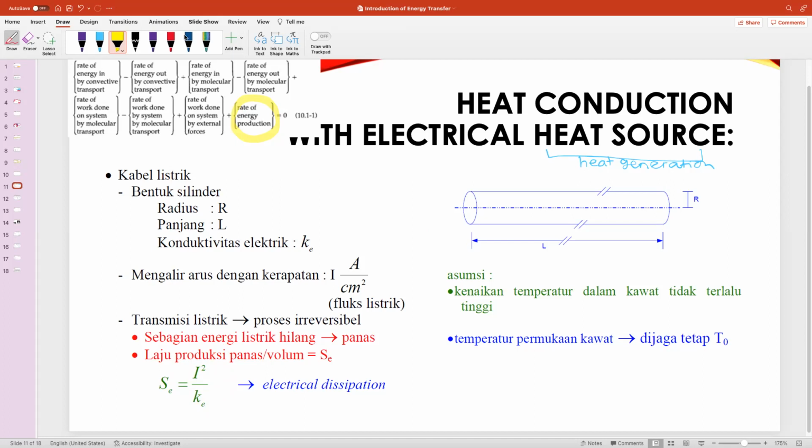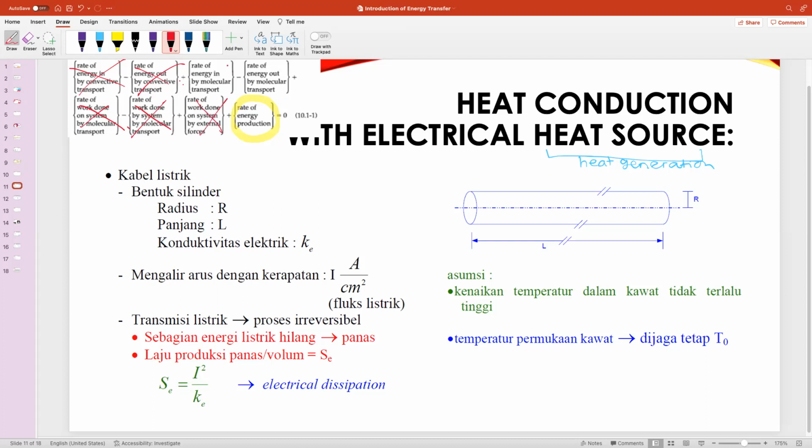So if you want to write it from here, that's fine, of course, but if you look here, we don't have the convective transport, because we only consider the solid. So we don't consider the convective transport. And the work, there's also no work here because there are only electrical sources. Work done on the system, also no, because it's not about the fluid, it's only on the solid, so we don't do that.